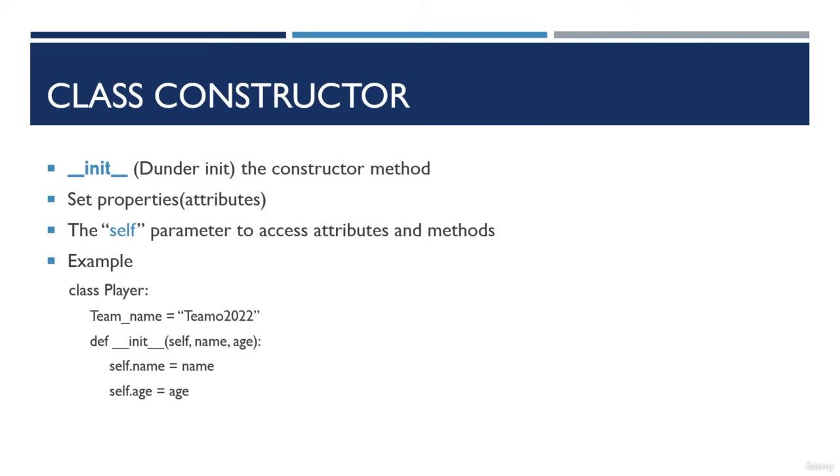The class attribute is called team name. This attribute is shared by all the instances, or by all the objects, based on the same class called the player here, and its value is team or 2022, and you can see the dunder_init method. Let's take a look at this dunder_init method here. Our class constructor, the player constructor here, uses the def keyword to define it, using the reserved keyword init with double underscores, and the self parameter is the first parameter here.